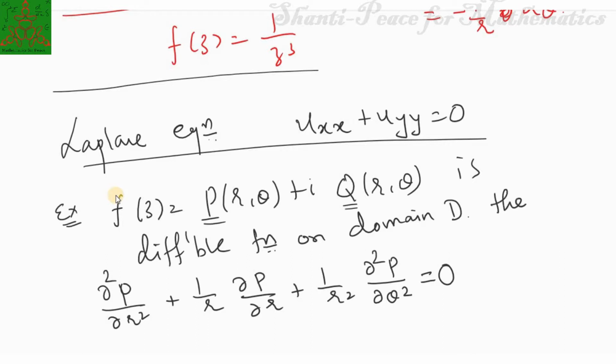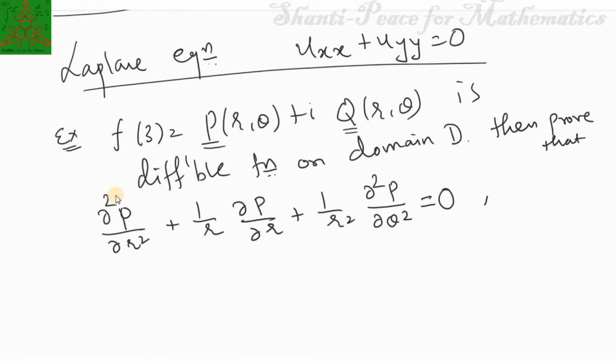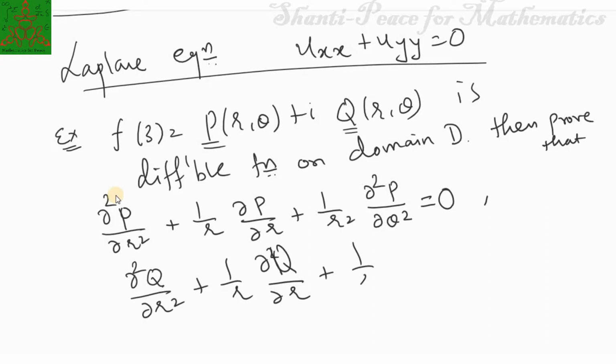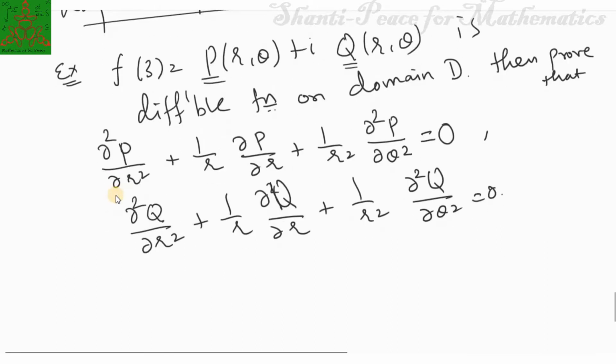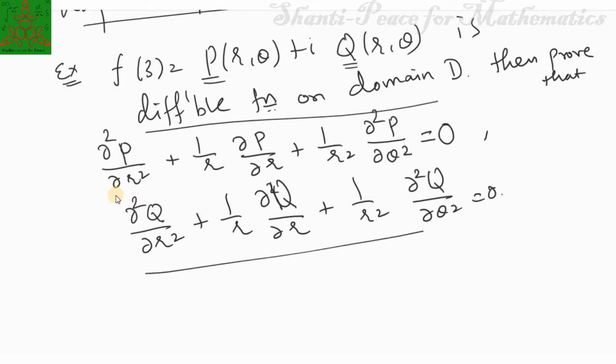Then prove this. Also for q we have the same thing, that is del square q by del r square plus 1 upon r del q by del r plus 1 upon r square del square q by del theta square. Since the function is differentiable at this point, it has to satisfy the CR equation. So what is the CR equation?